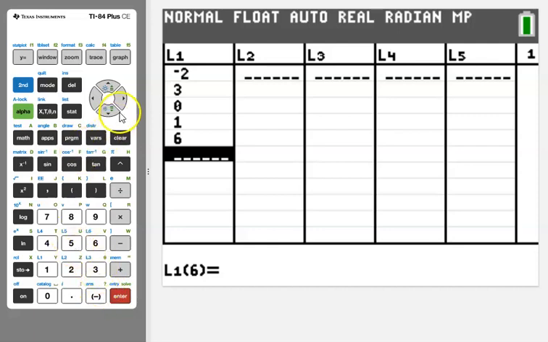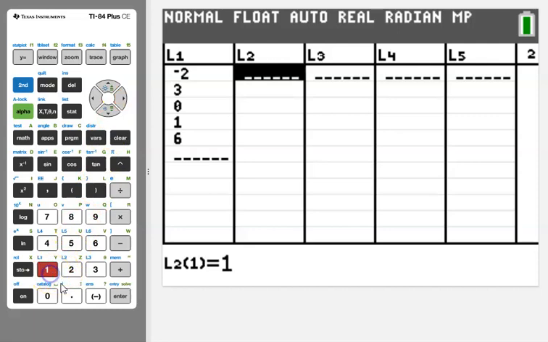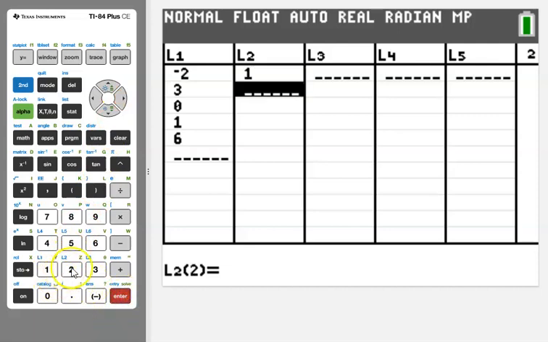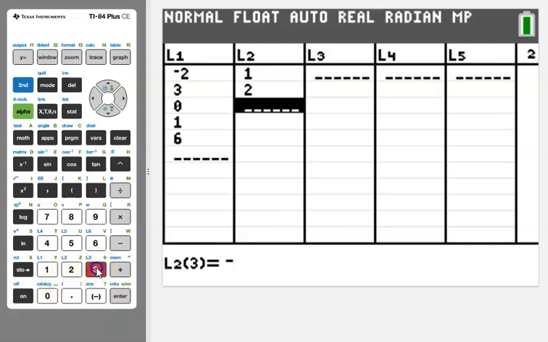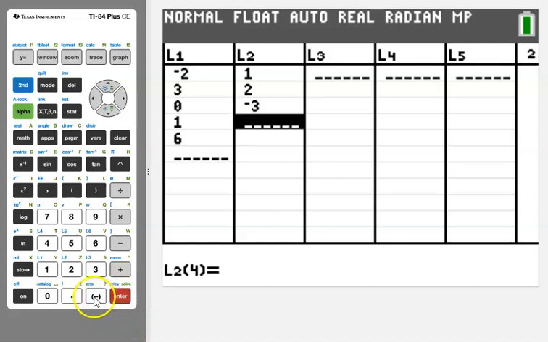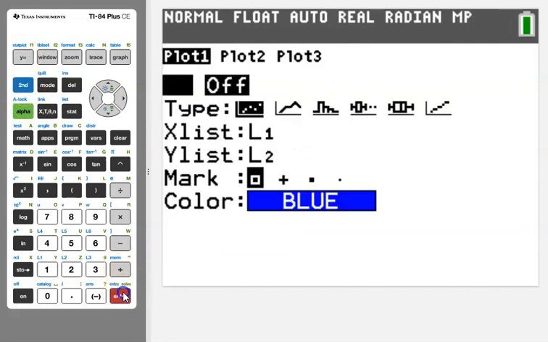Okay, and then go to list 2 to put your y values, your y coordinates. So 1, 2, -3, -1, and 6. All right, to see these, I need to turn on my stat plot. So type second y equals, enter, enter. And it does show a scatter plot using list 1 and list 2, so that's all good.